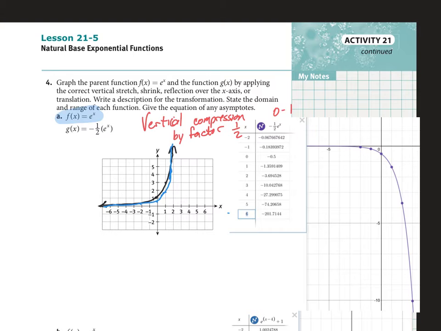And when we reflect it, and that's what the negative sign does for us, the negative is a vertical reflection, all of those values will be the half values, but they will be in the negative portion of the graph. So this is a vertical reflection.